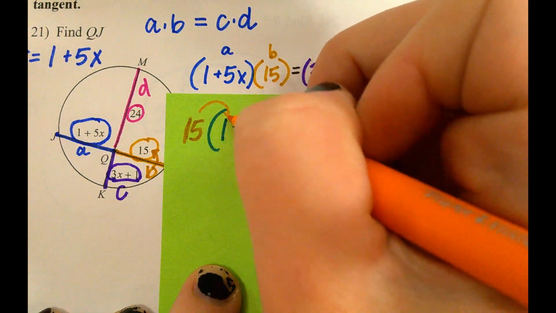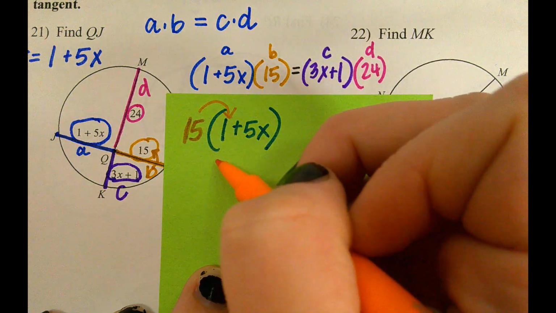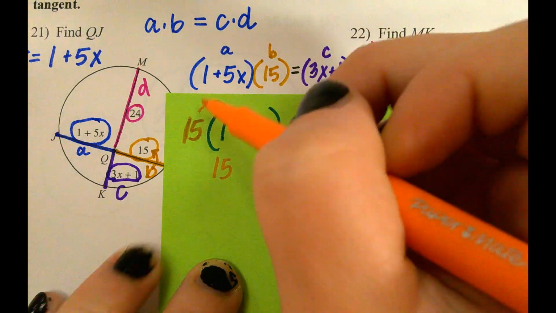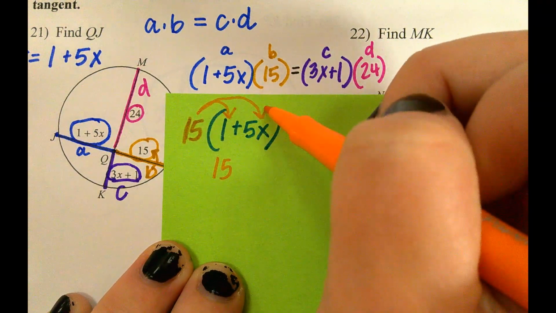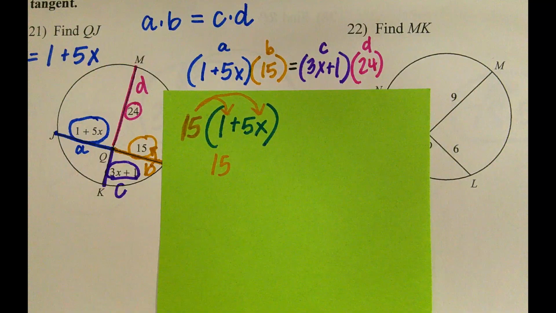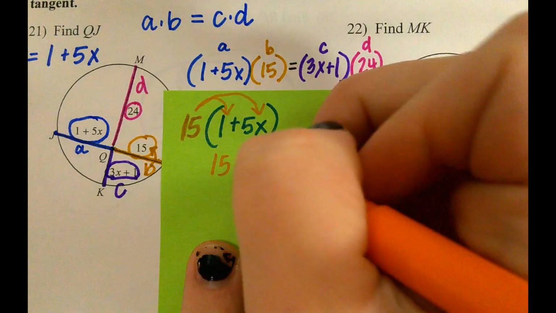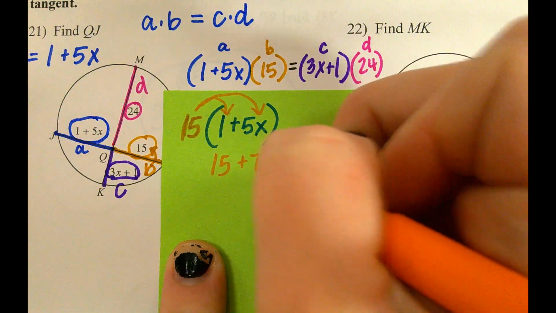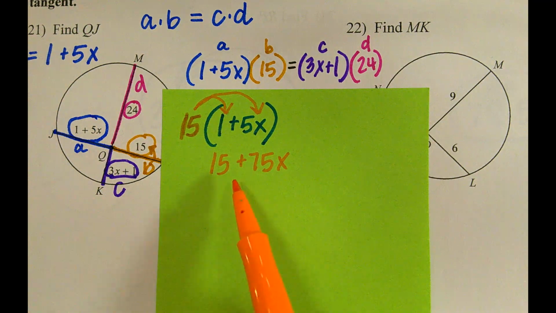So 15 times 1 is 15. 15 times 5x, see what that gives us. I'm getting 75x. So I have 15 plus 75x after I do my multiplication, my distribution. And we'll do the exact same thing on the other side.